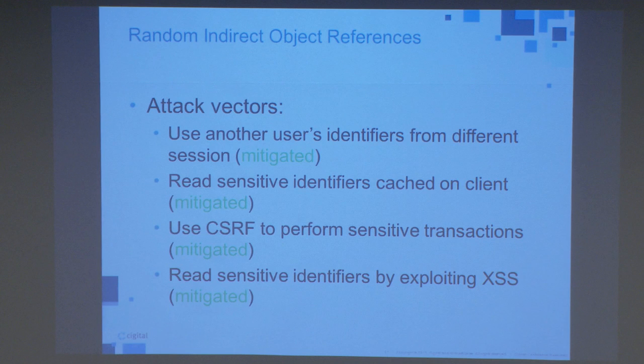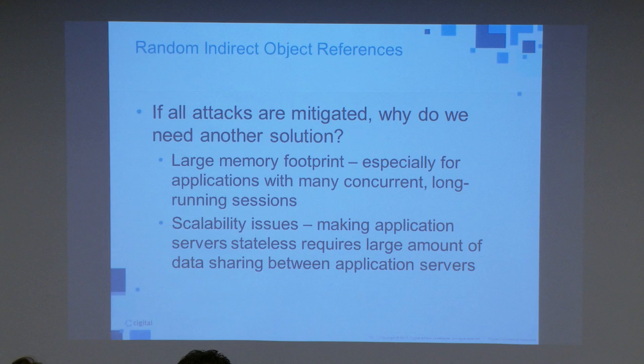So, aren't we just done? Why do we need another solution? So what's the problem with random indirect object references? Well, there's a couple of big problems. One, there's a large memory footprint sometimes. Not for all applications, but for applications that are exposing a large number of references to the user, you have to build these giant tables in memory.